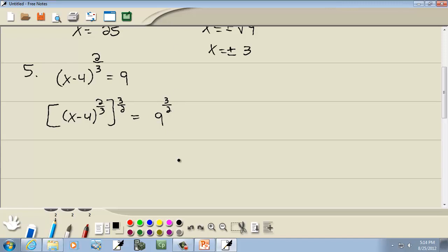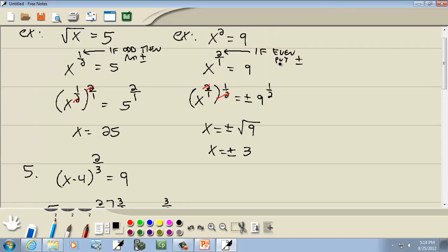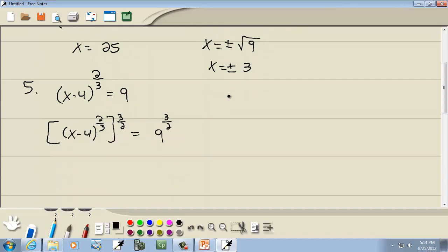Okay, the question becomes whether to put a plus or minus on it. Remember, if we have it in fractional power form, if the number on top is even, then you put the plus or minus. So the number on top here is even. So we need to put a plus or minus. So put a plus or minus right here. Now over on the left side, 2's cancel, 3's cancel. And we're left with x minus 4 equals plus or minus.